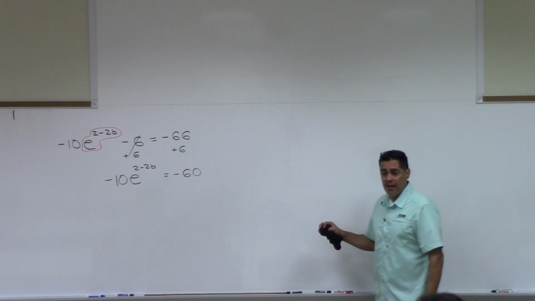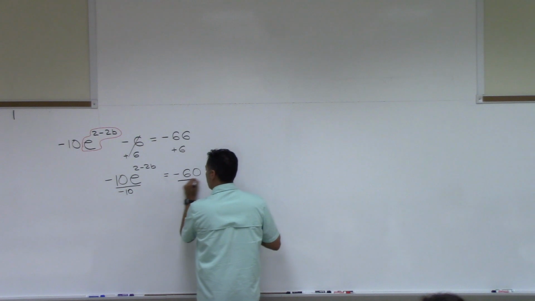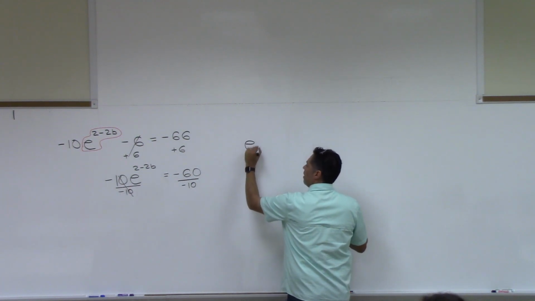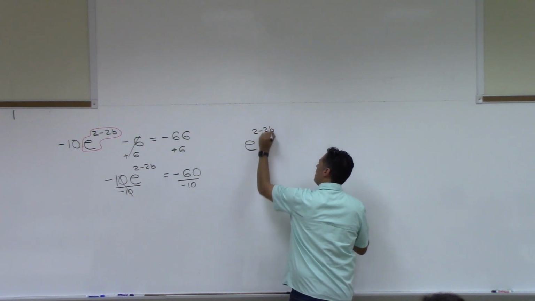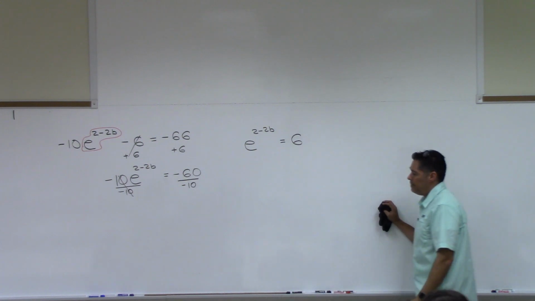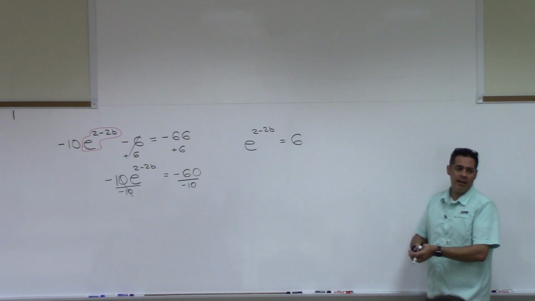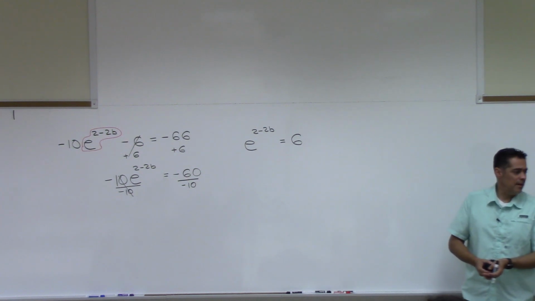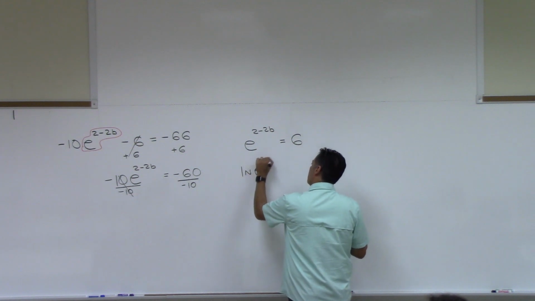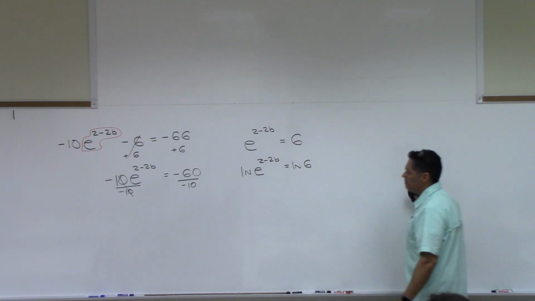Now I will divide by negative 10 to get rid of that negative 10 in front of the e. We'll have e raised to the 2 minus 2b equals 6. Negative divided by negative is positive. Now I can bring in the natural log on both sides, right? So I bring in the natural log. What I do to one side, I must do to the other.